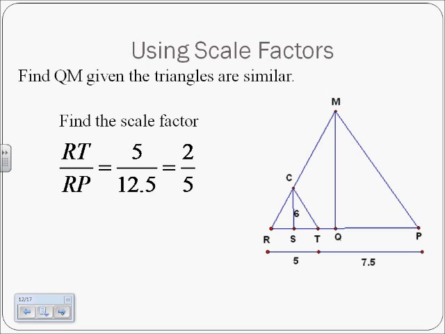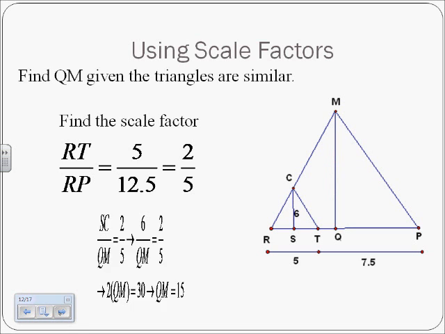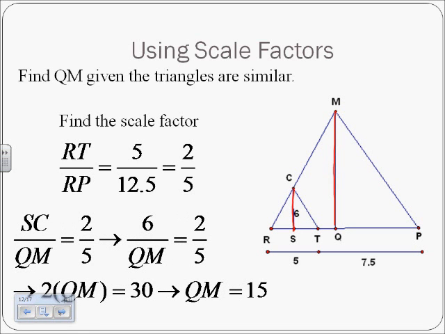That means then that CS and QM have to also be in a 2 to 5 scale factor. So therefore my ratio of 2/5 has to be the same for 6 over QM. Cross multiply. 30 is equal to 2QM, divided by 2 on both sides, and QM is equal to 15. So I'm setting up a lot of proportions based off of scale factors, ratios, different things that interact with similar triangles.